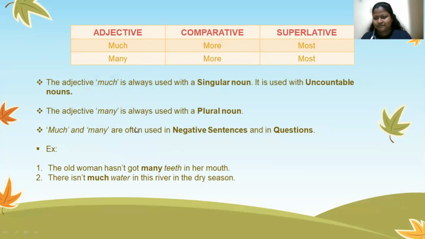How much was it? You can see. How many are here? In questions, we ask for the count when we use much or many. And when it is used in sentences, it gives a negative meaning. So for example, the old woman hasn't got many teeth in her mouth.